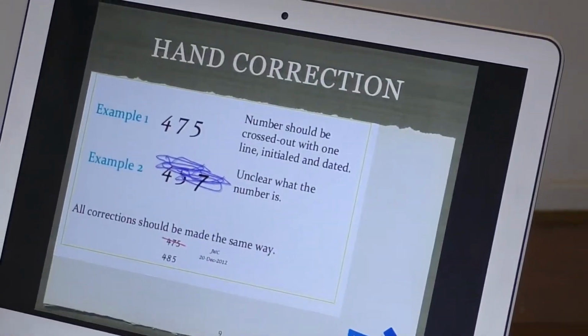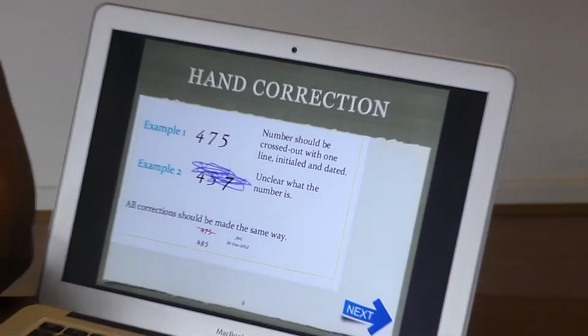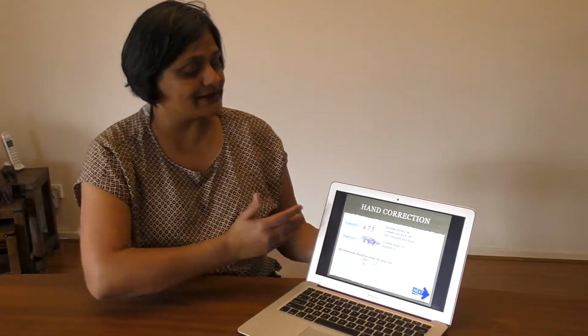Hand correction. Now, we are doing so many things in a day, and there is a chance of making errors when hand entering data. So how do we correct this? There are examples. Example one and example two. You just scribble it. Does it look good? No, it is not professional and it is not helpful. You can't use white ink or any tape to hide your data. You need to correct it so that a person can read what was wrong.